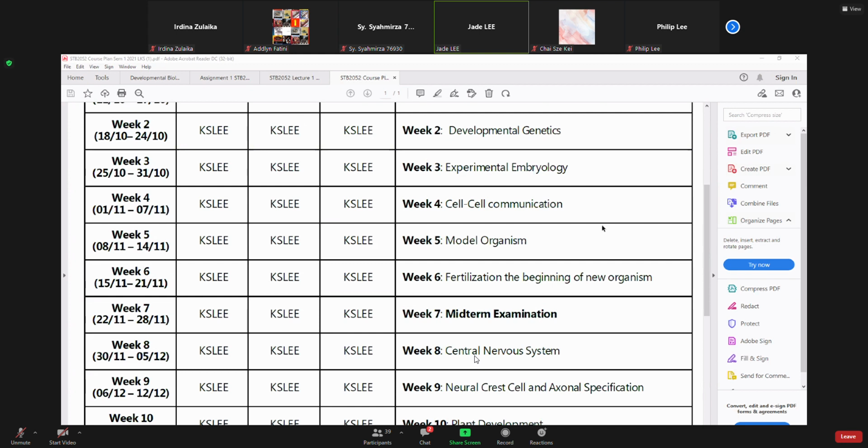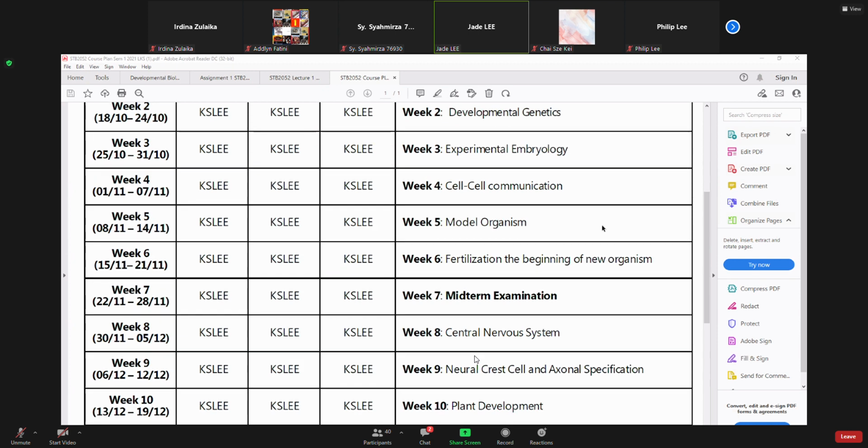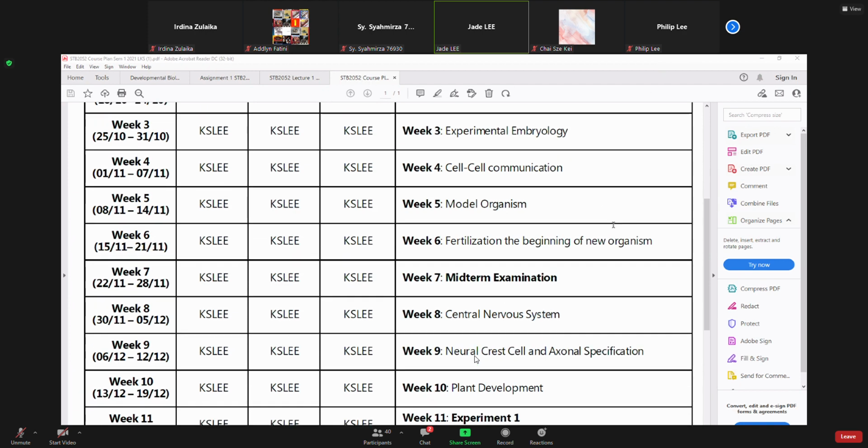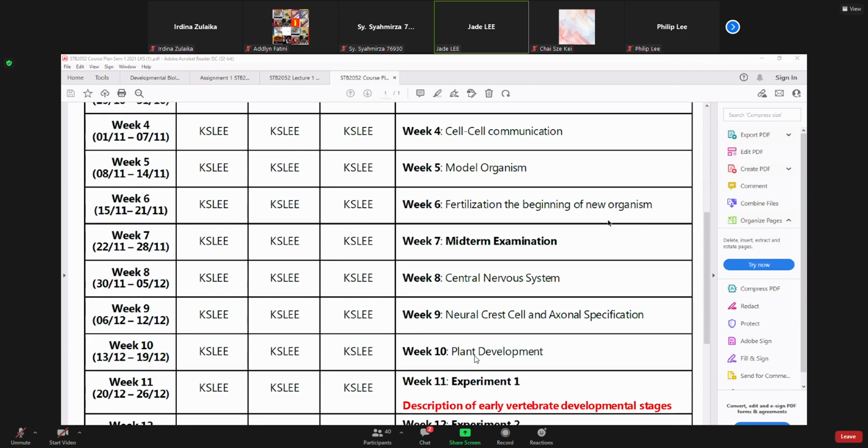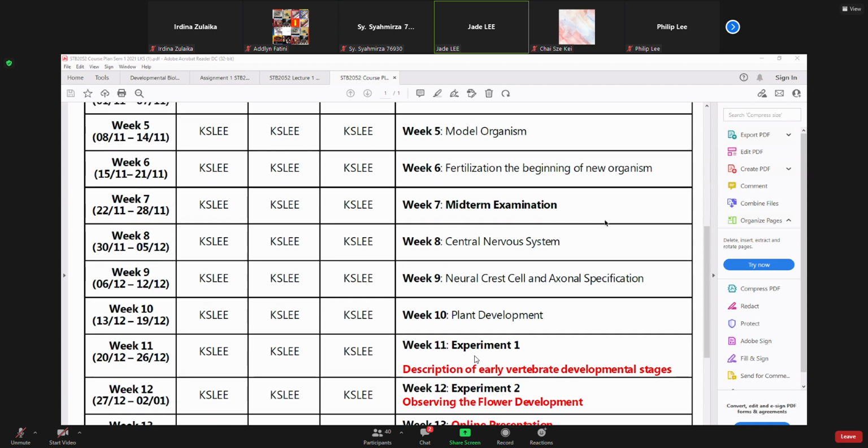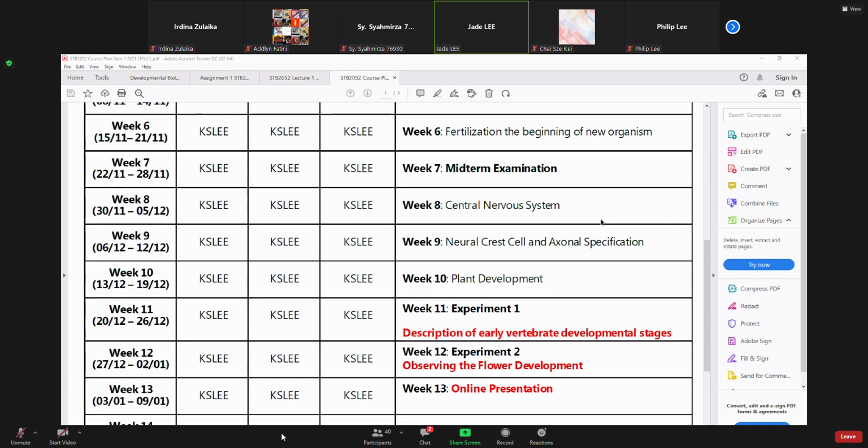Then we have the central nervous system, the CNS, in week 8, followed by the neural crest, the CNS and axonal specification, and lastly, plant development. And we're going to have the experiments, right? Experiment 1, 2. We'll probably have another 2 because we need to comply with the COO, which I will show you in the course plan later. And we'll probably have an online presentation, which I put there as optional, right?